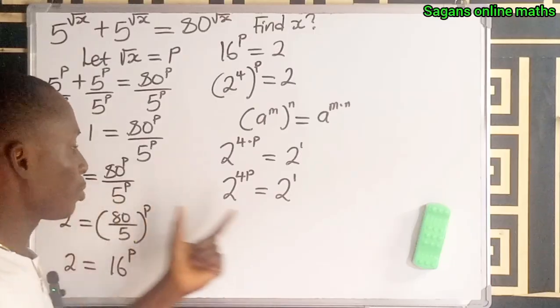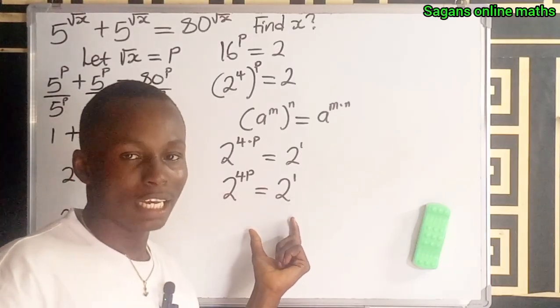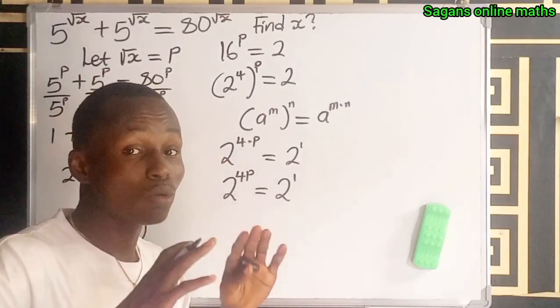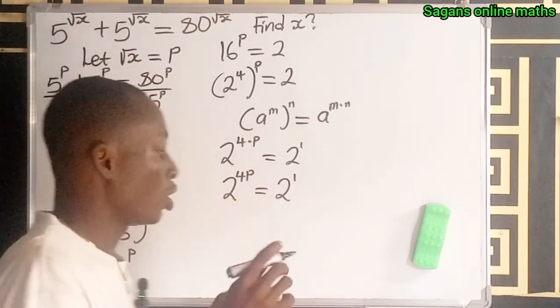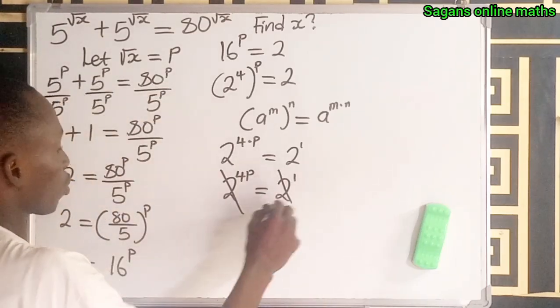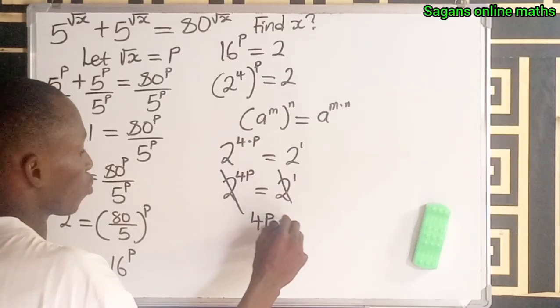Now you can observe carefully that the bases are the same. If the bases are the same, we can comfortably equate the powers. That means we are going to ignore the bases and equate the powers. So let's do it without the bases, okay? We can see that 4p is equal to 1.